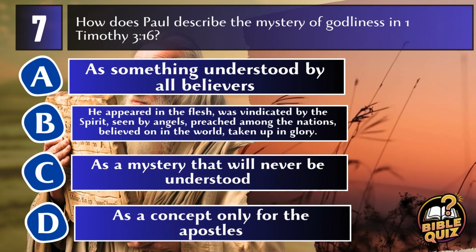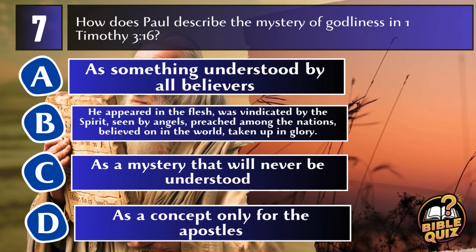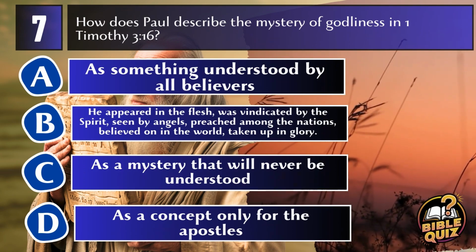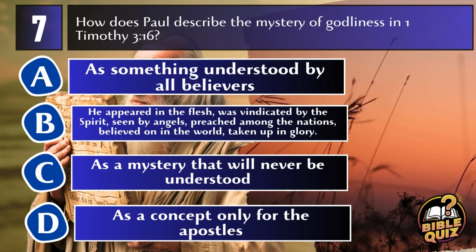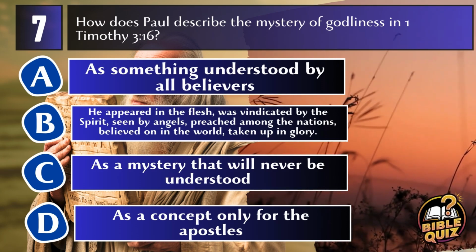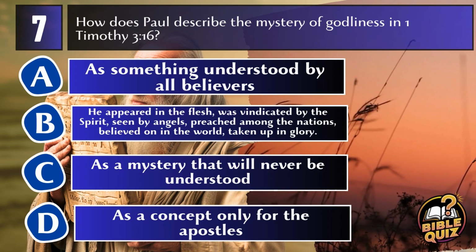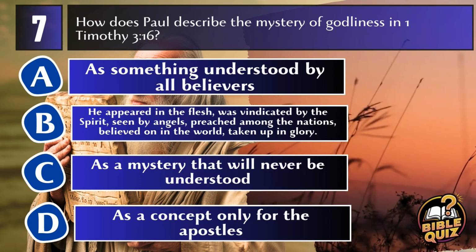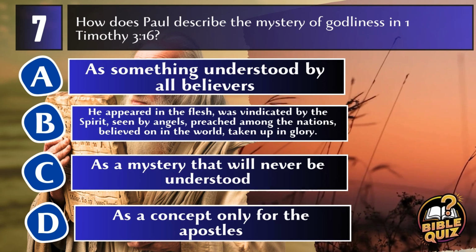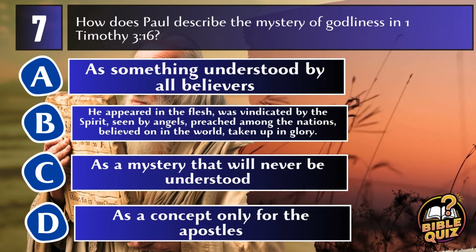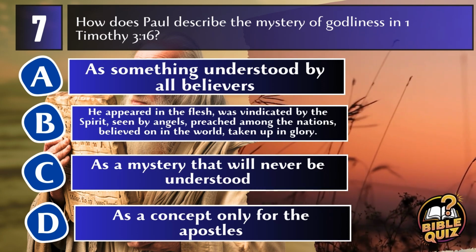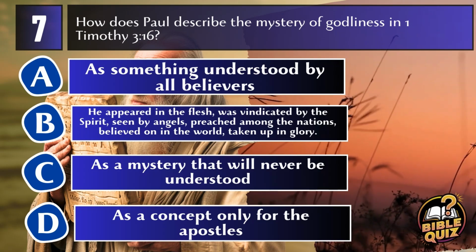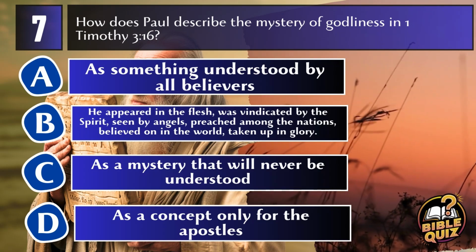Question 7. How does Paul describe the mystery of godliness in 1 Timothy 3:16? A. As something understood by all believers. B. He appeared in the flesh, was vindicated by the Spirit, seen by angels, preached among the nations, believed on in the world, taken up in glory. C. As a mystery that will never be understood. D. As a concept only for the apostles.